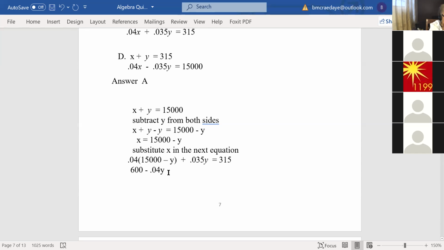And then we just put our plus 0.035y, and that's equal to 315.